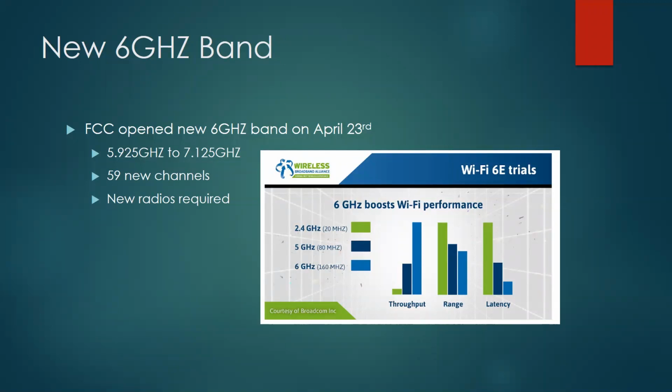But anyway, what has happened is on April 23rd, the FCC officially opened up the 6 gigahertz band to the Wi-Fi standard. So now 6 gigahertz has opened up. It's technically 5.925 gigahertz to 7.125 gigahertz. So there's a large space there, 59 new channels. And like I say, new radios are required.